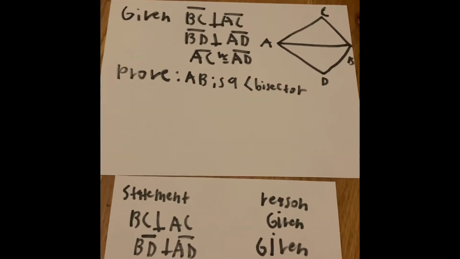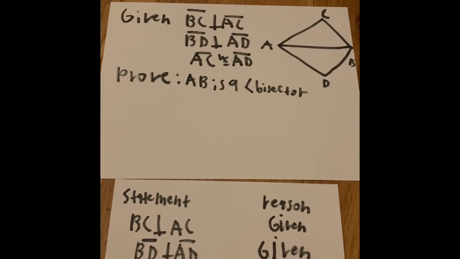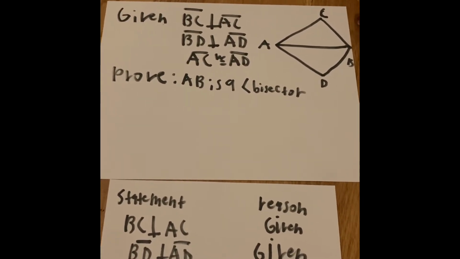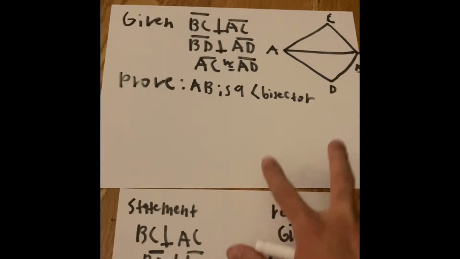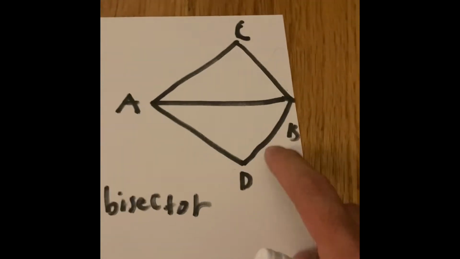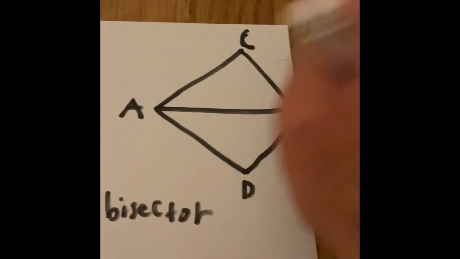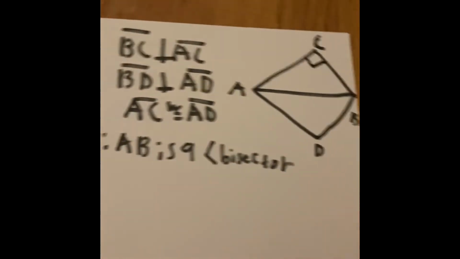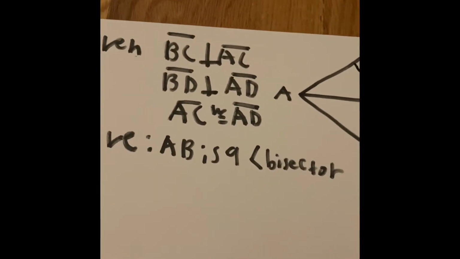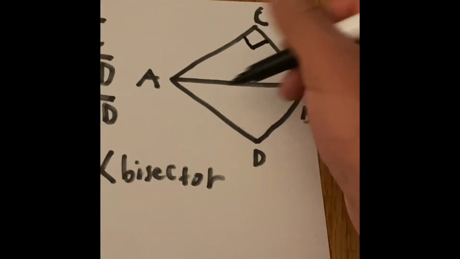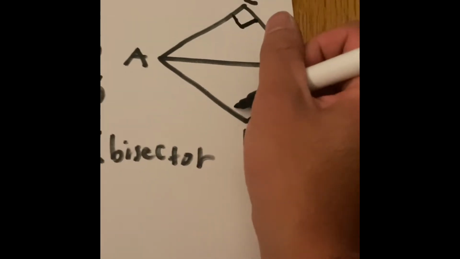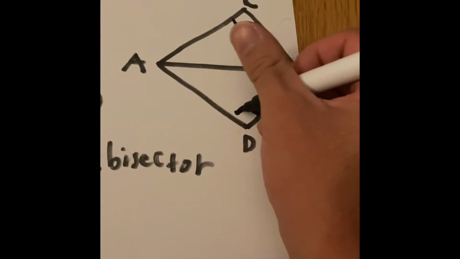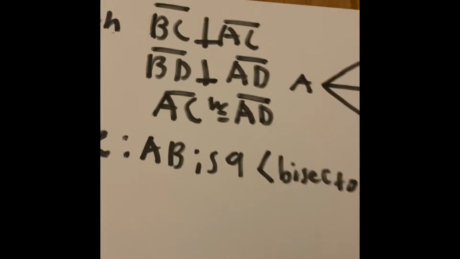So now I think we're confident of doing this proof. So given segment BC is perpendicular to segment AC. So we're going to say segment BC is perpendicular to AC. We're going to make a 90-degree angle and talk about it later. BD is perpendicular to AD. So here's BD and AD. Another right angle, but we're going to talk about that later. Again, segment AC is congruent to segment AD.